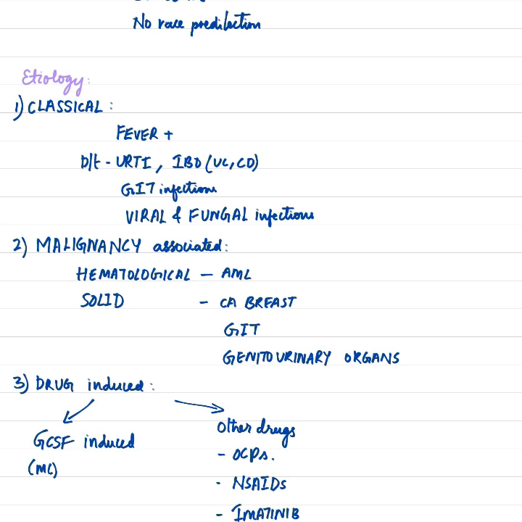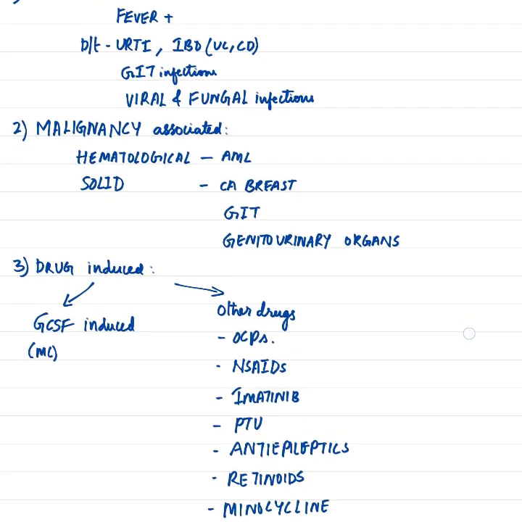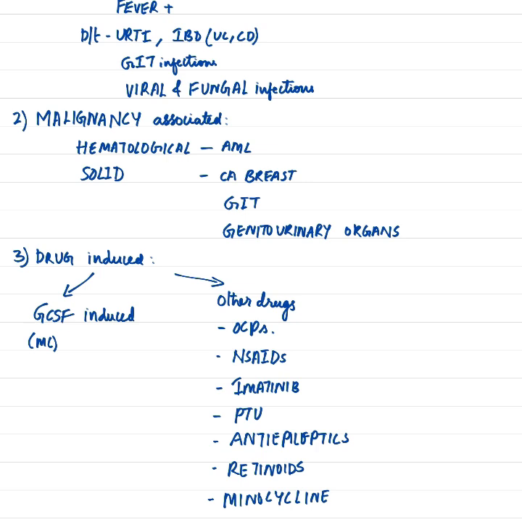Then the malignancy associated group is associated with both hematological and solid organ malignancies. In hematological, acute myeloid leukemia is commonly known to cause Sweet syndrome, and in solid organ malignancies, carcinoma of the breast, gastrointestinal tract malignancies, and genitourinary organ malignancies have also been associated with Sweet syndrome.